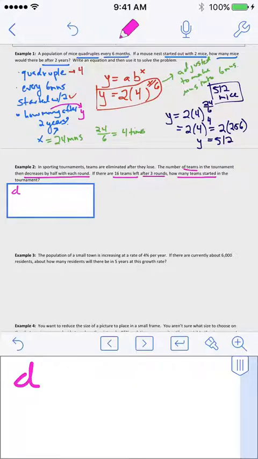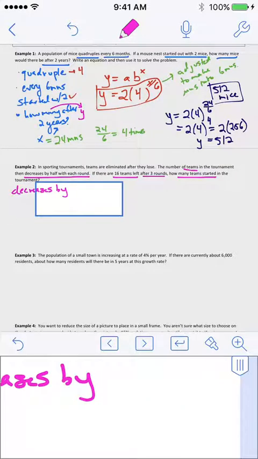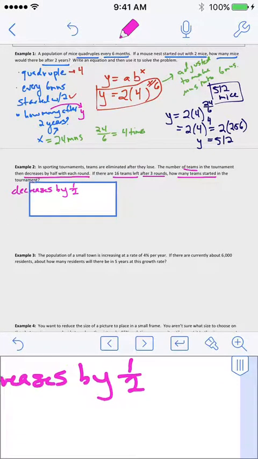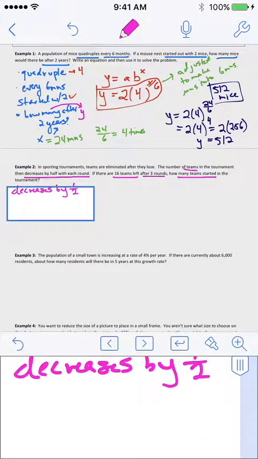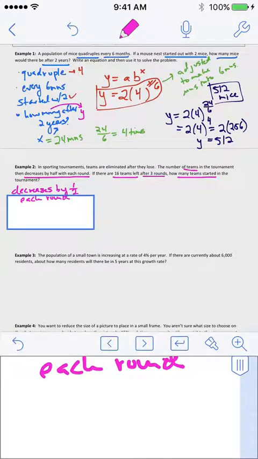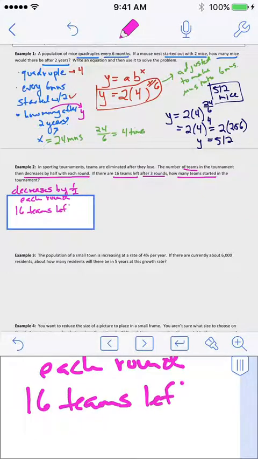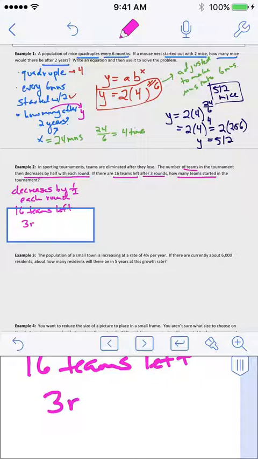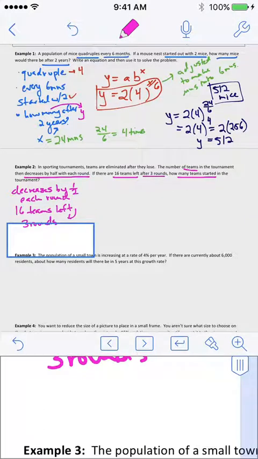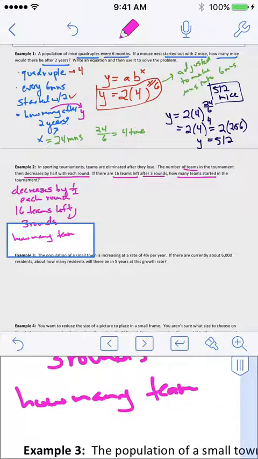Decreases by half with each round. 16 teams left. 3 rounds. I'll put a little arrow to indicate 16 teams left after 3 rounds. And then the question is, how many teams to start?